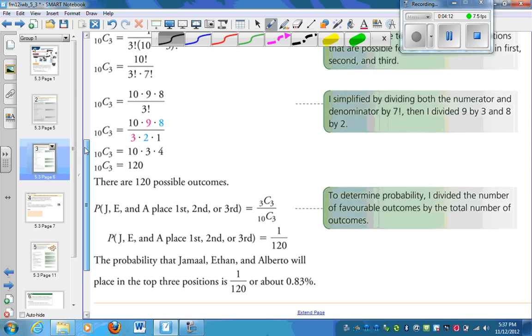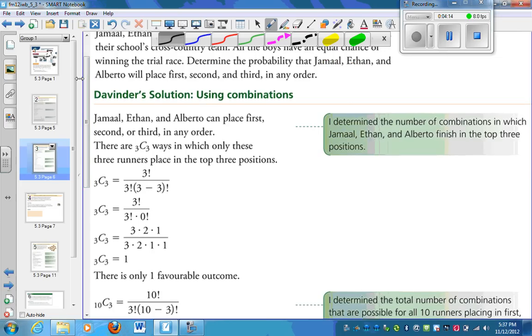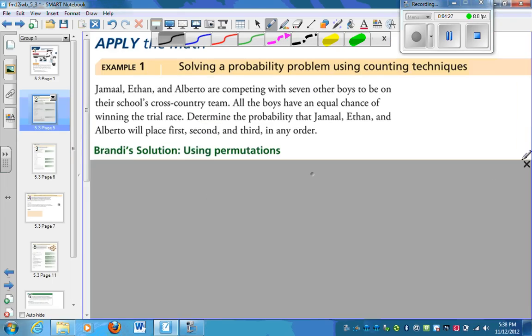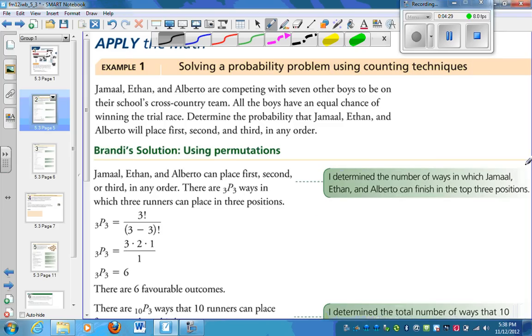So that's using combinations. So how many ways can we combine? 3 choose 3 is 1, and then 10 choose 3, because there's 10 total runners. There were these 3 plus 7 other boys, so 10 choose 3 was 120. So 1/120th. If you think about permutations, there are 3P3 ways in which they can place.